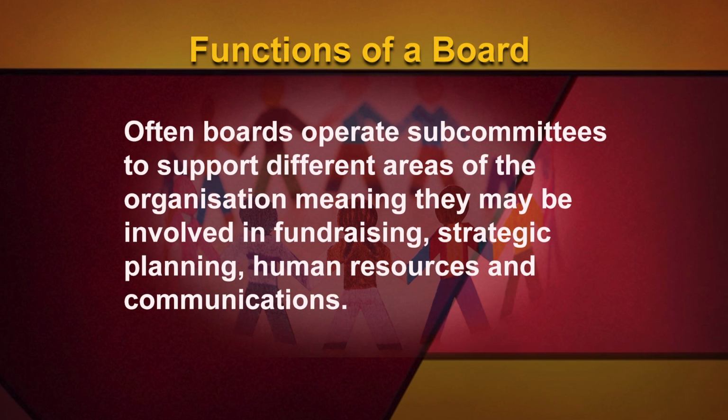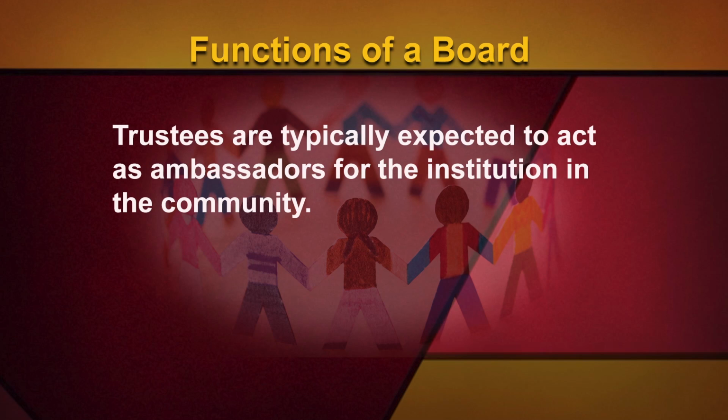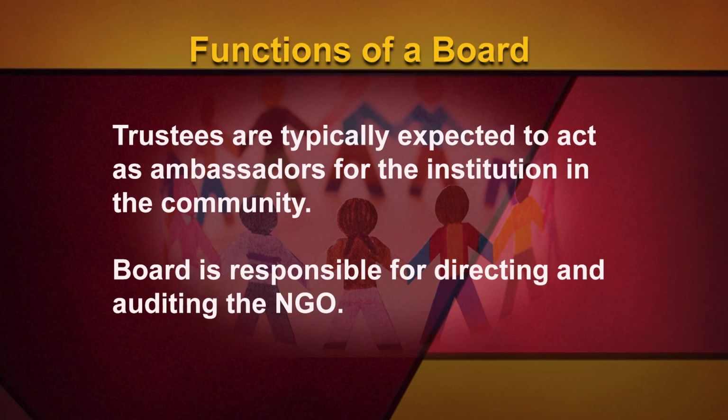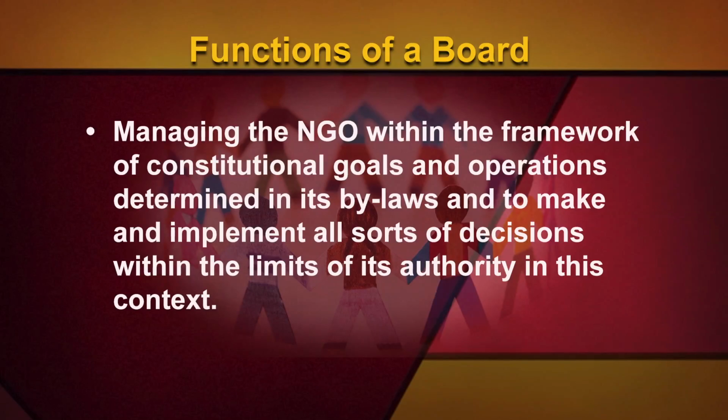Often, boards operate subcommittees to support different areas of the organization, meaning they may be involved in fundraising, strategic planning, human resources, and communications. Trustees are typically expected to act as ambassadors for the institution in the community. Board is responsible for directing and auditing the NGO. This general responsibility context can be elaborated as follows.